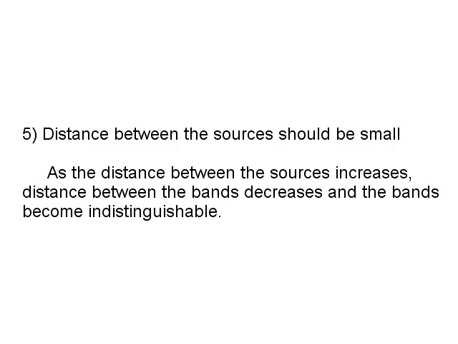Distance between the sources should be as small as possible. Distance between the adjacent bright and dark bands is called fringe width, is inversely proportional to the distance between the sources. Hence, as the distance between the sources increases, distance between the bands decreases and the bands become indistinguishable.